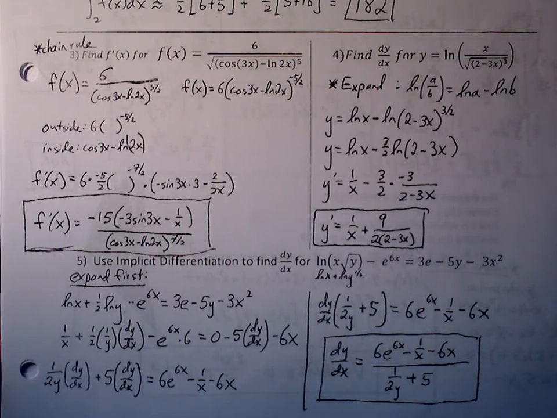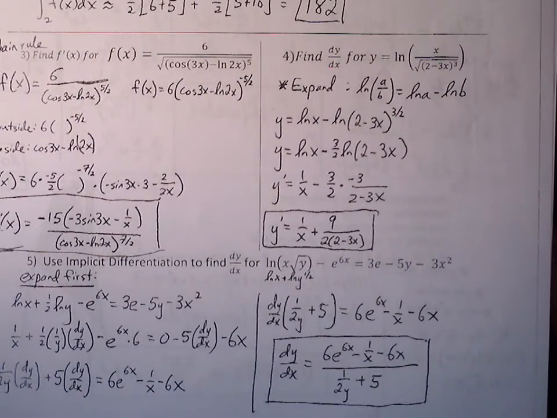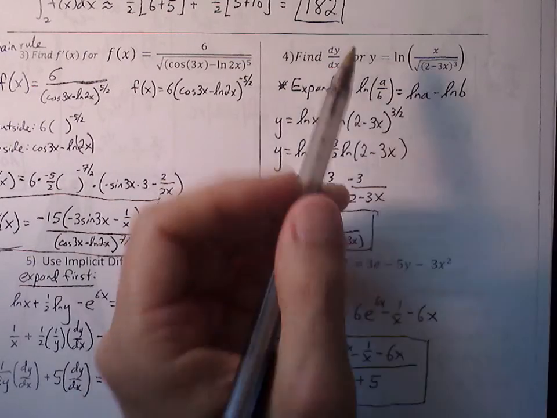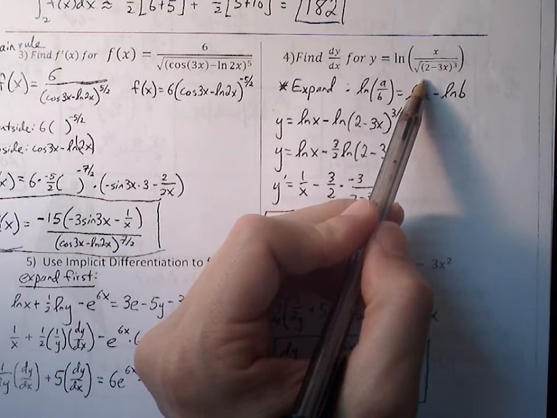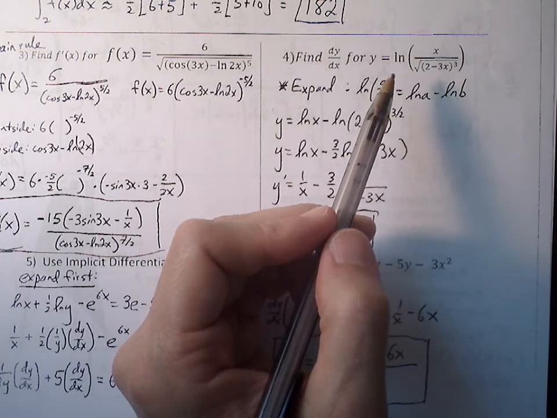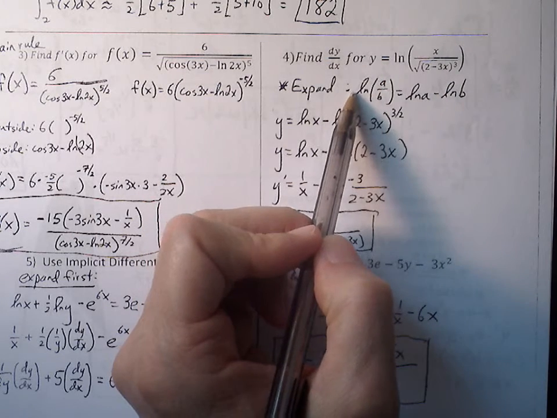All right, number 4. Find the derivative for our natural log function. If we want to find our derivative for natural log, we have to first expand, or we want to take advantage of expansion properties so that our derivative will be less messy when we're ready for it. Okay, so we have an expansion property here.